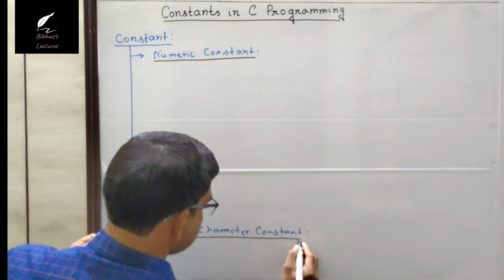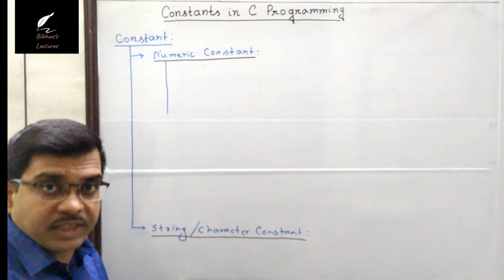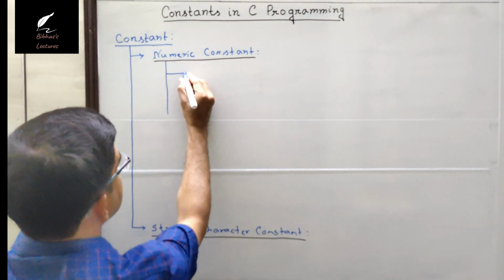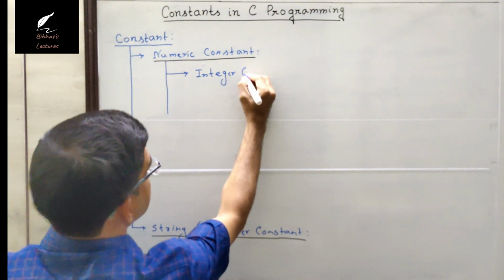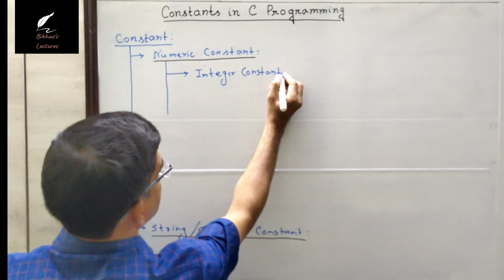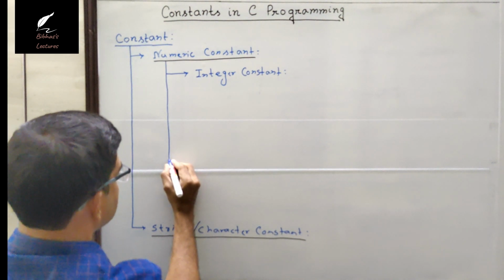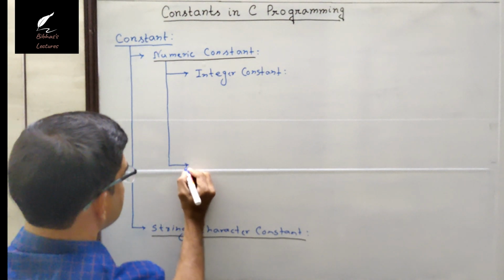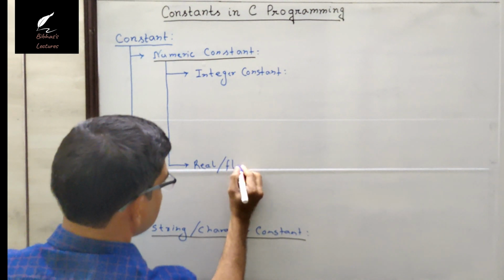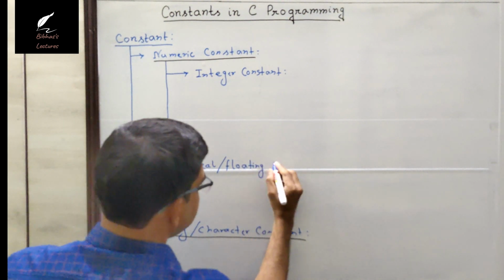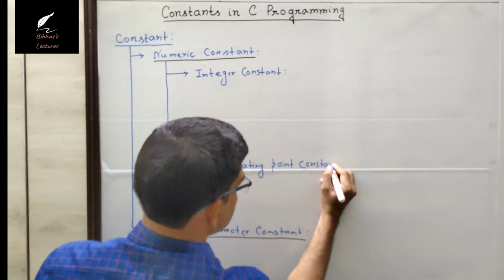Now the numeric constant can again be classified into two different categories. The number one is integer constant, and another one is the real or floating point constant.